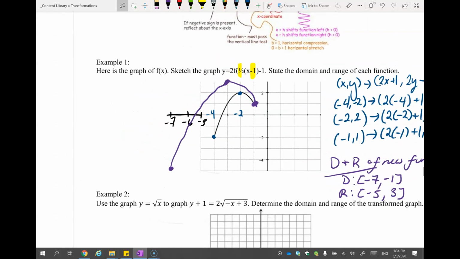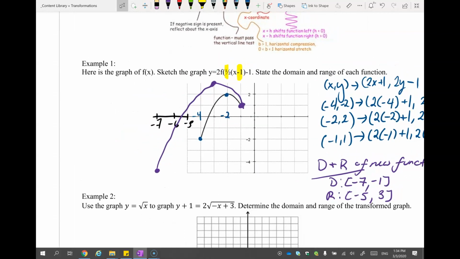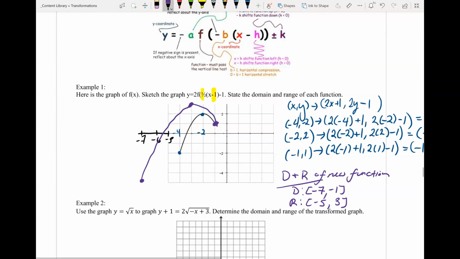I'm also going to do a little bit extra work here. A lot of these questions in your provincial exam will ask you to describe the transformations. So we're going to describe these transformations, and order also matters. You must state that you multiply first. So you're going to state your vertical stretch or compression and your horizontal stretch or compression first, and then state the shifts up and down or left or right.